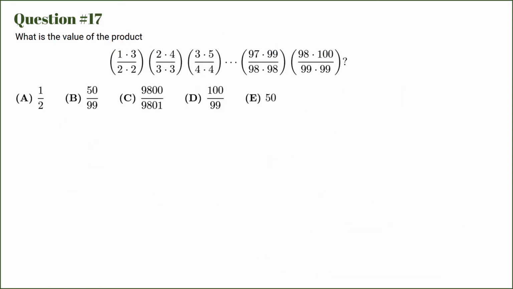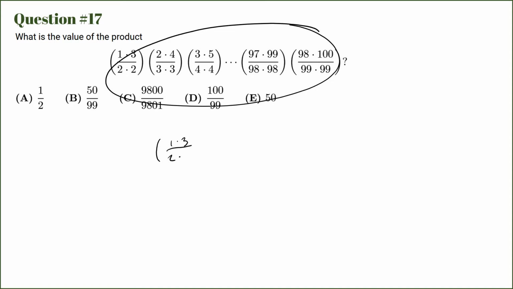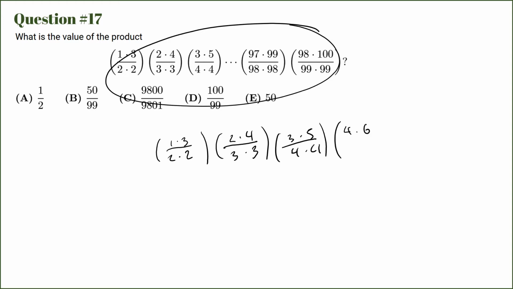Question 17 asks us what the value of this product is. So let's write it out again. 1 times 3 over 2 times 2, 2 times 4 over 3 times 3, 3 times 5 over 4 times 4. What would the next one be? 4 times 6 over 5 times 5. This keeps on going until 98 times 100 over 99 times 99.